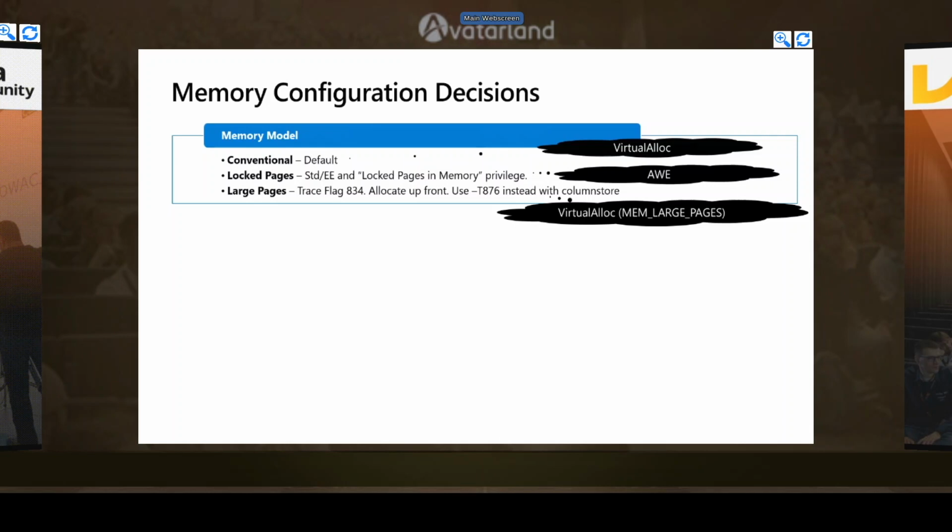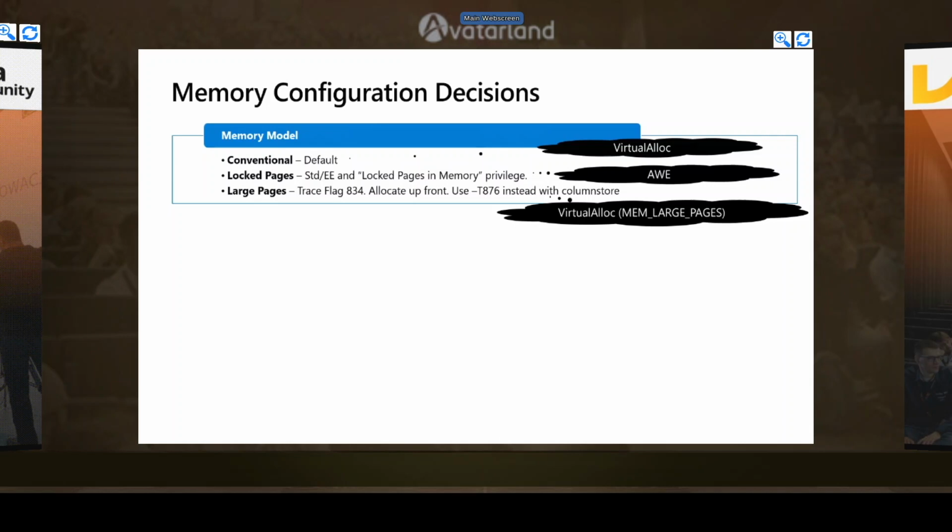Another less used option is called the large page model, and that is enabled by using trace flag 834. And in that case, the virtual alloc API call with this option called mem large pages is used. Large pages is used sometimes for very rare cases for high performance scenarios, but there can be problems. Why? We allocate all the memory up front for what we call the target. We'll talk about target in a second.